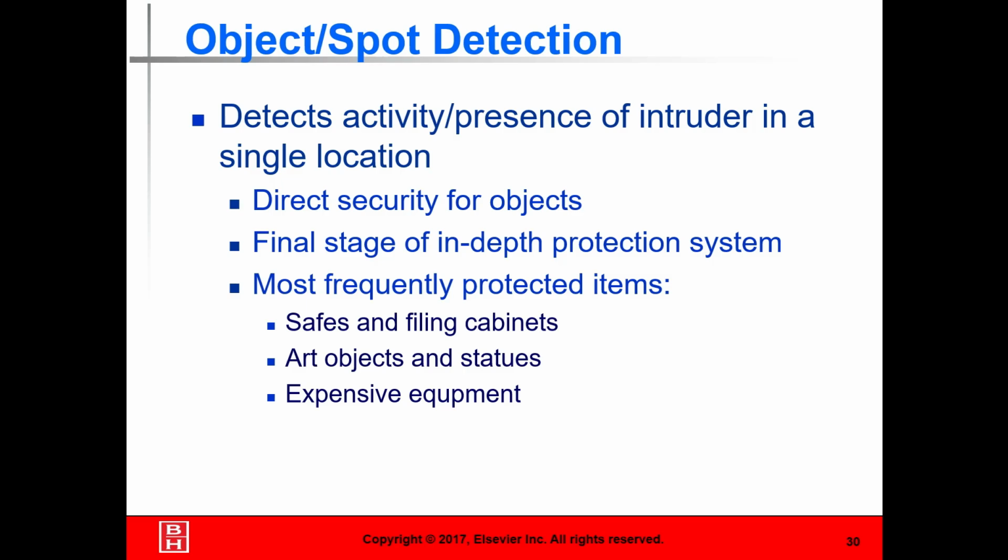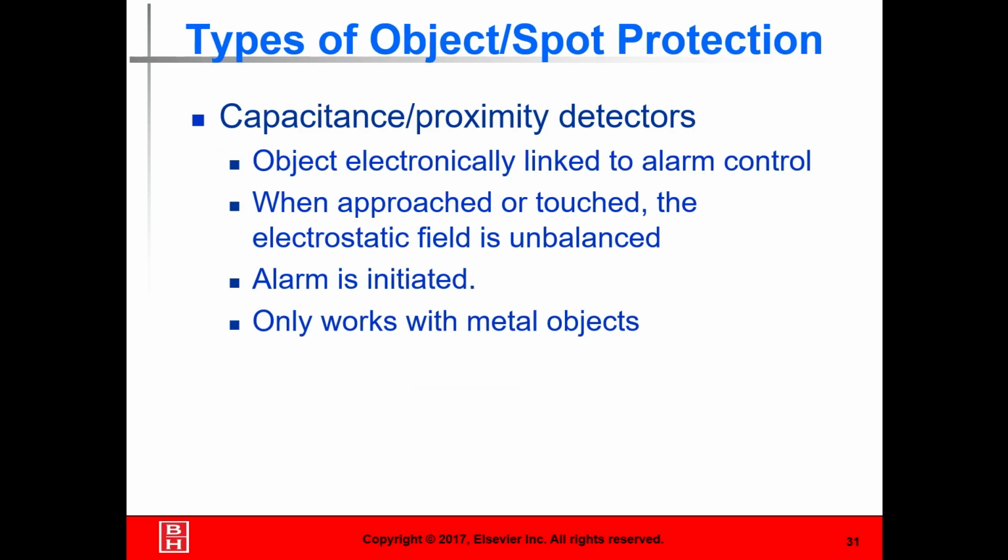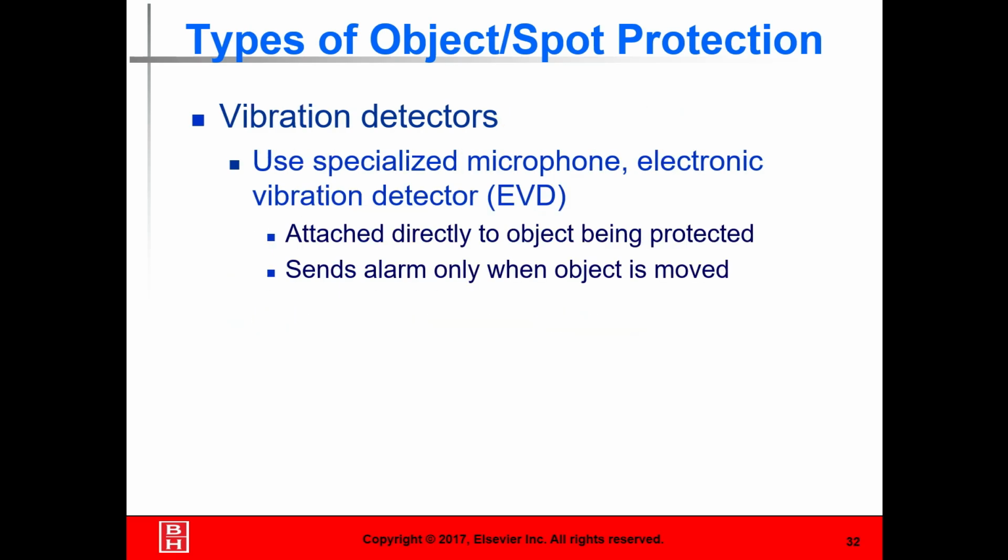Object spot detection is used to detect the activity or presence of an intruder at a single location. It provides direct security for objects. Capacitance proximity detectors make the object being protected an antenna, an electronic link to the alarm control. Vibration detectors are highly sensitive, specialized microphones, or electrode vibration detectors, EVDs, attached directly to the object.